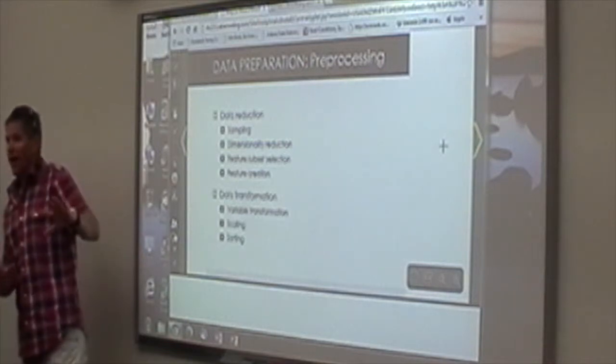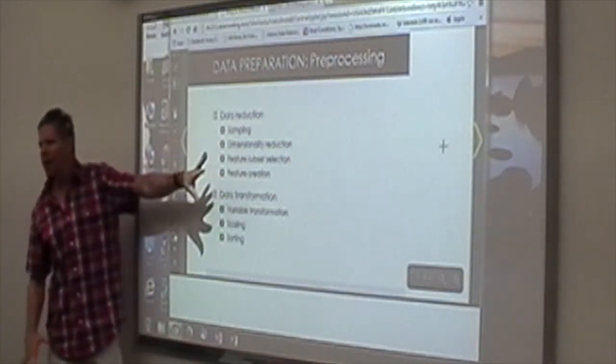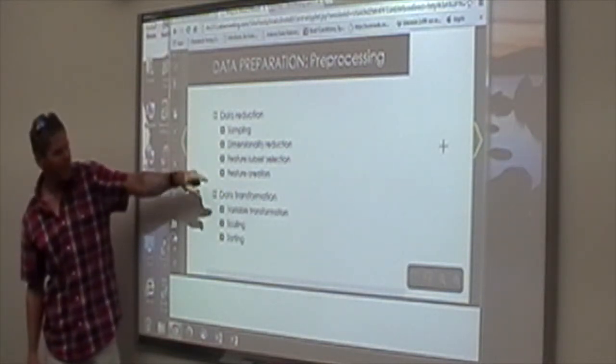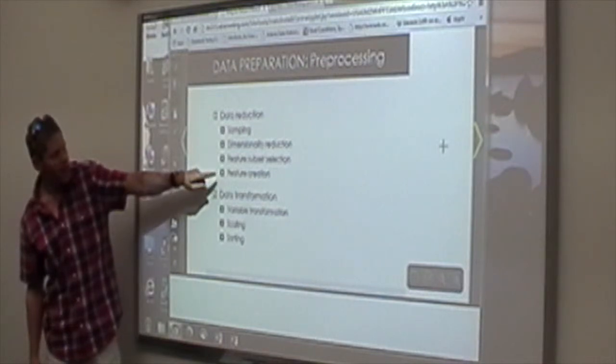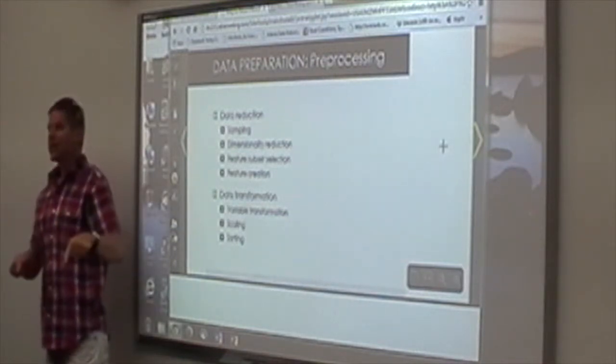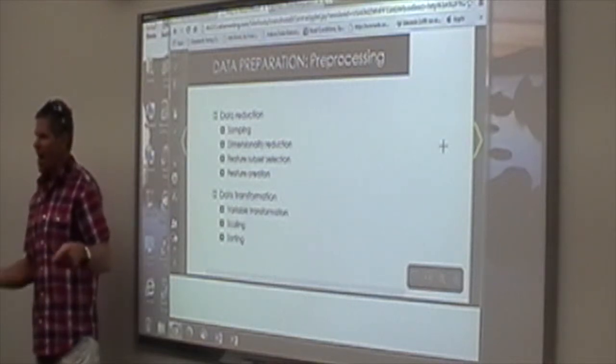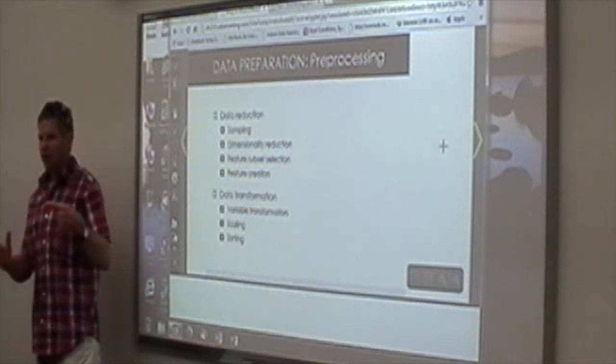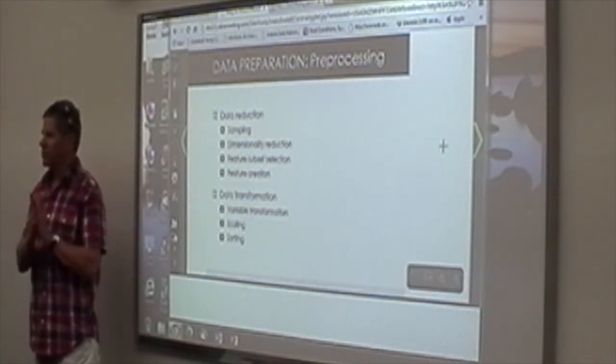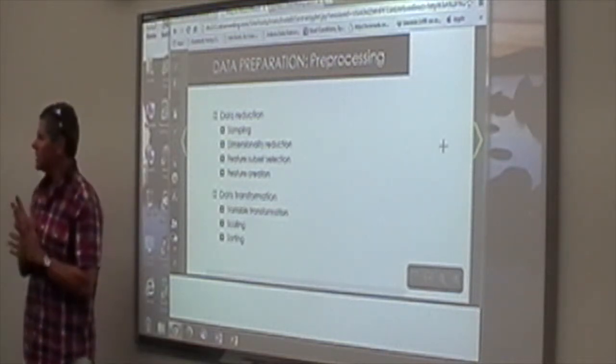An alternate way, and I'm going to talk about each of these topics in a little more depth as we go through today, is actually creating new features. And you think, well, that's going to actually add to the complexity. But if you're smart in how you do that, it can reduce your dimensionality.